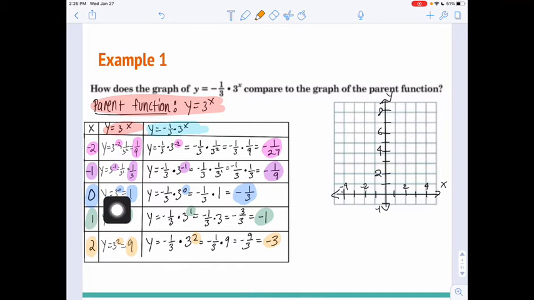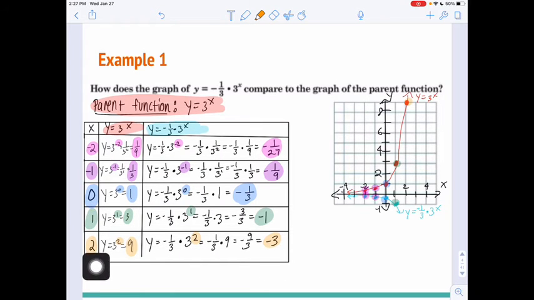If we plug in 0 to our parent function, we get 3 to the 0 power, or 1. If we multiply this by negative 1/3, we get negative 1/3. If we plug in 1 to the parent function, we get 3 to the first, or 3. If we multiply this by negative 1/3, we get negative 1. If we plug in 2 to the parent function, we get 3 squared, or 9. And if we multiply this by negative 1/3, we get negative 3.